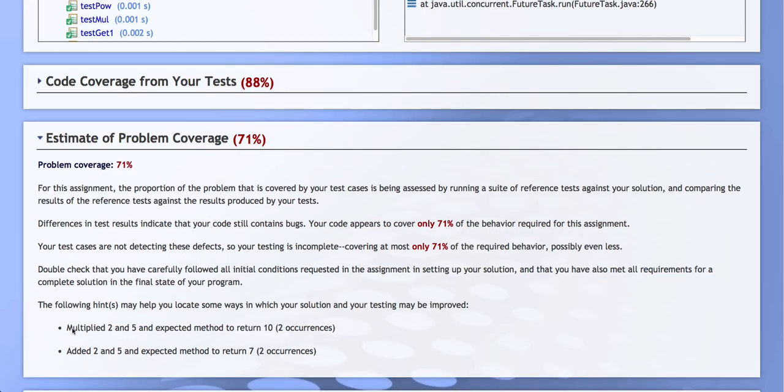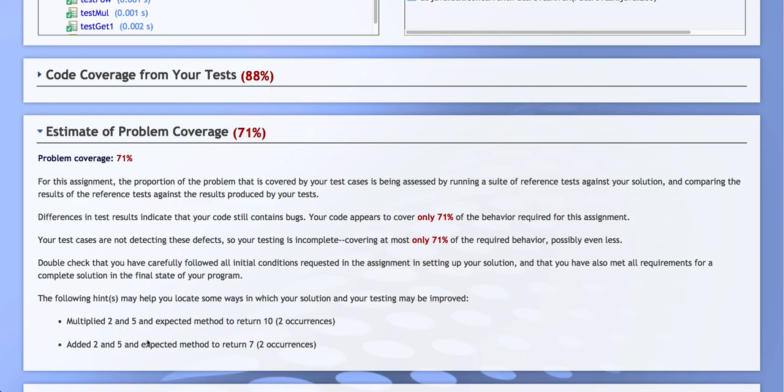In these, I can see I have two hints. My multiply and my add were not working as expected. The hint associated with that was: multiply 2 and 5 and expect the method to return 10. Mine did not. And I added 2 and 5 and expected the method to return 7. Mine also did not do that. So those are hints that maybe I should be looking at my multiply and add methods, or methods that feed into both of those.